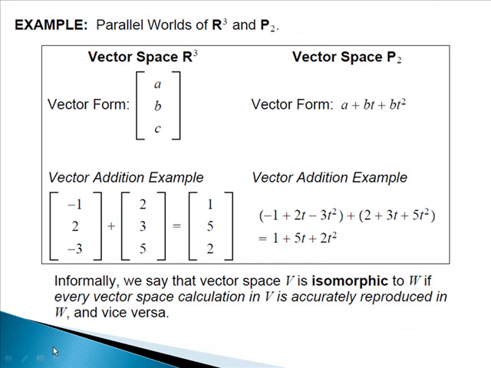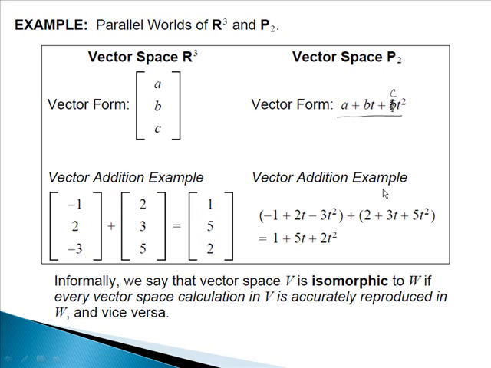So here's an example. We're going to compare these parallel worlds of R3 and P2. A vector space R3 has vectors of the form a, b, c, three entries. In our vector space P2, vectors are polynomials of the form a plus bt plus ct squared. When we add vectors in R3, we're adding two vectors that have three entries and producing a vector that has three entries, like we are adding them in the same location.